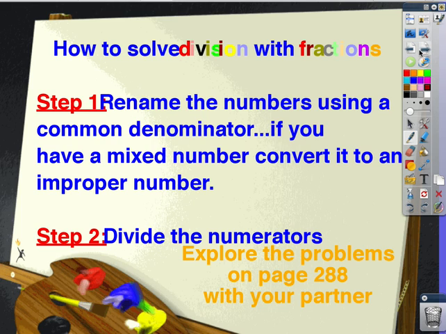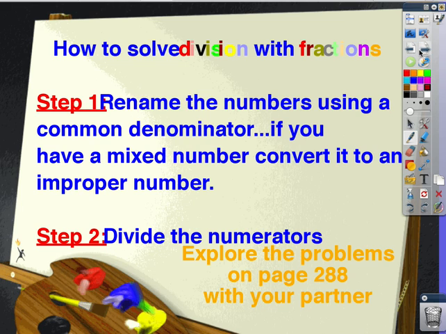So how to solve that division with a common denominator? The first way, that is using your math journal, is that you need to rename the numbers using common denominators, just like if you were adding or subtracting fractions. You need to convert or change mixed numbers into improper fractions.